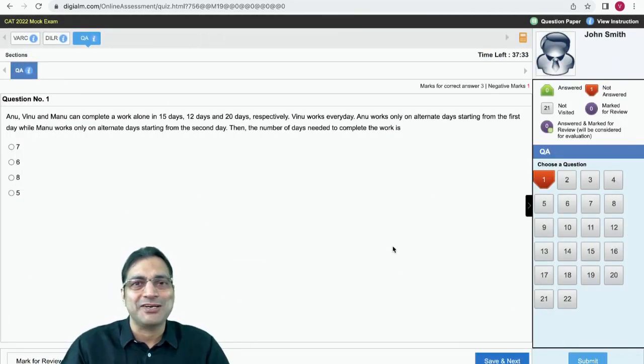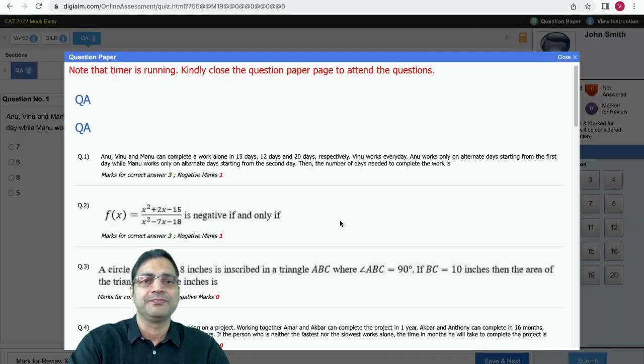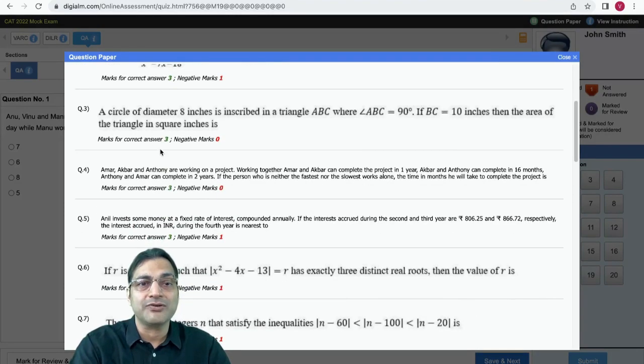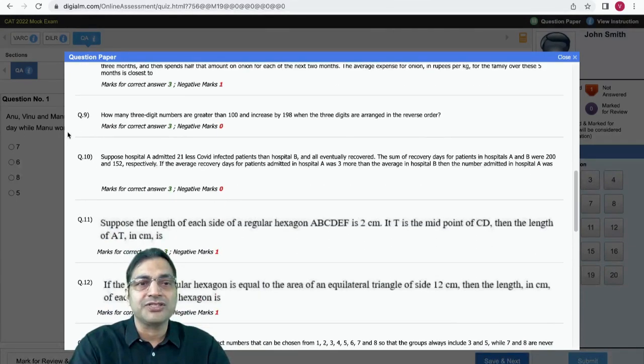Here we are in the quantitative aptitude section now. Let me take you to question paper mode. You can easily identify that question number 1 is an MCQ. Why? Because negative marks 1. Question number 2 also is an MCQ, negative marks 1. But question number 3 is TITA. So is question number 4. Question number 9 is also TITA. So is question number 10.